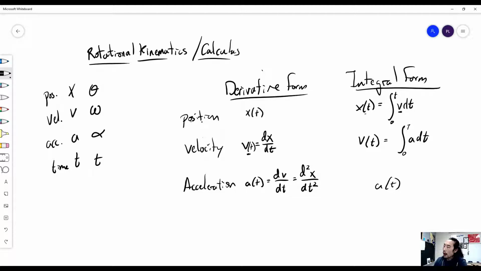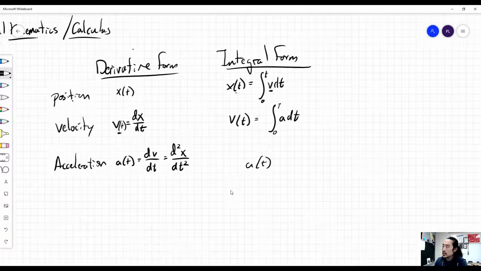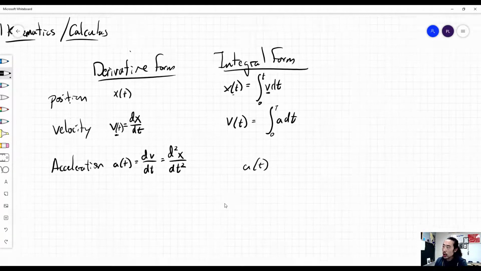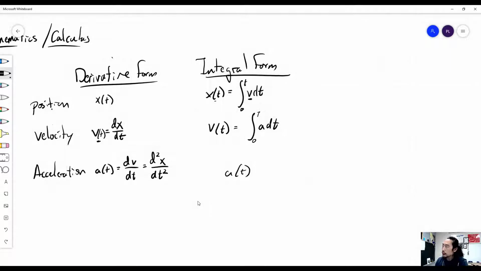If we have this table in mind, we can find the rotational versions of it. So what I'm going to do is create a line here, and on my right-hand side, it's going to be all of the rotational versions of this.